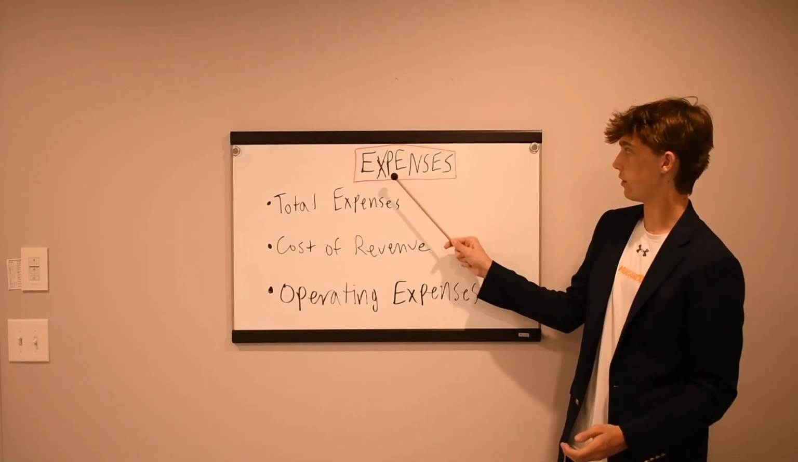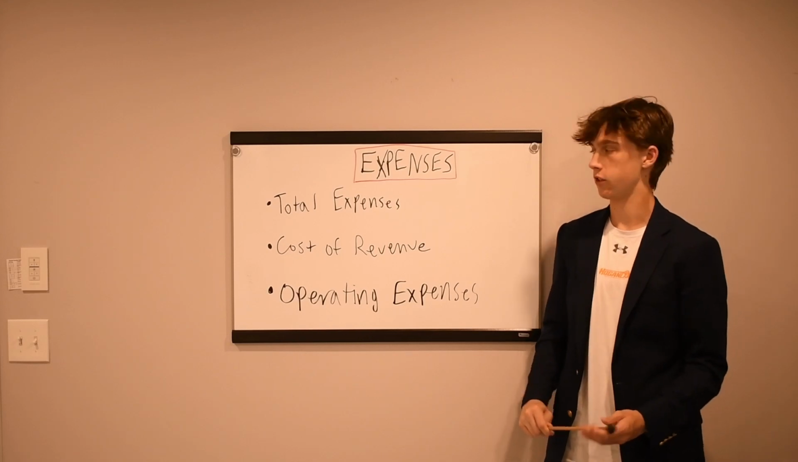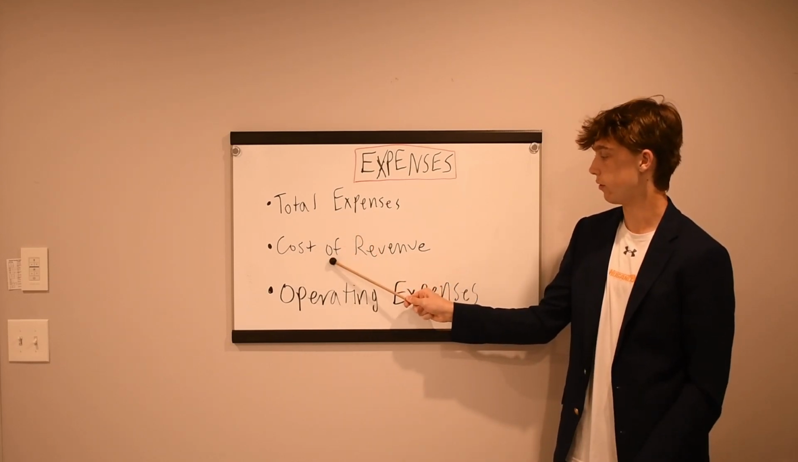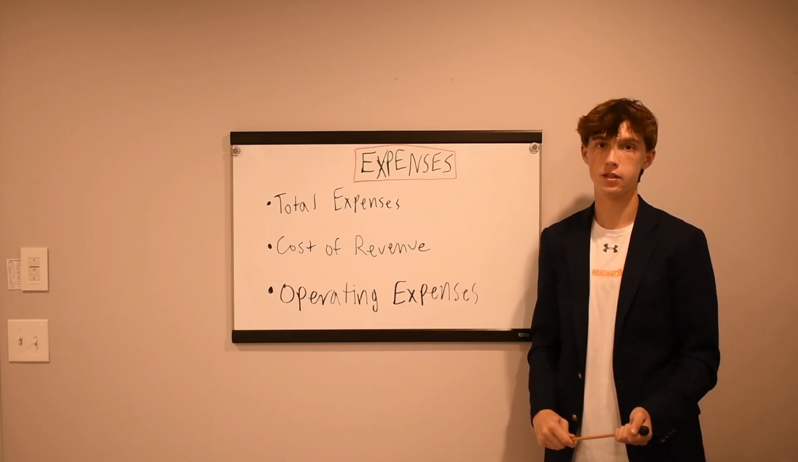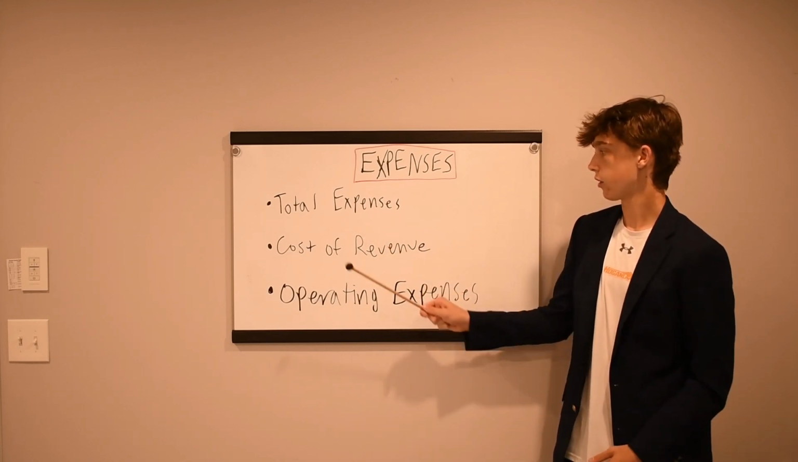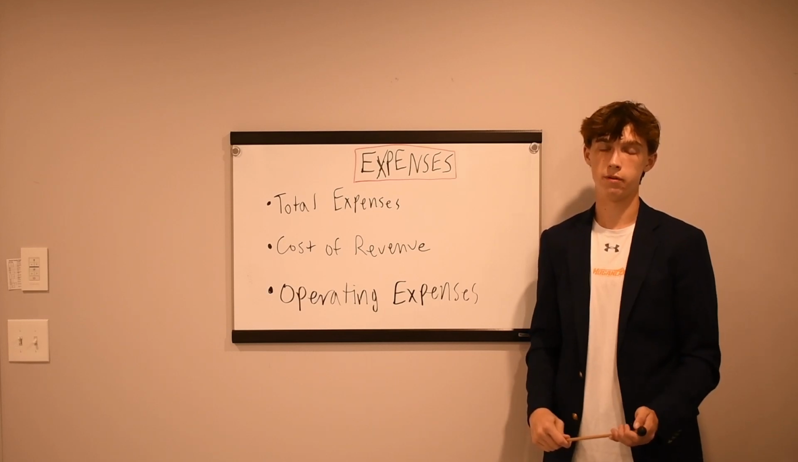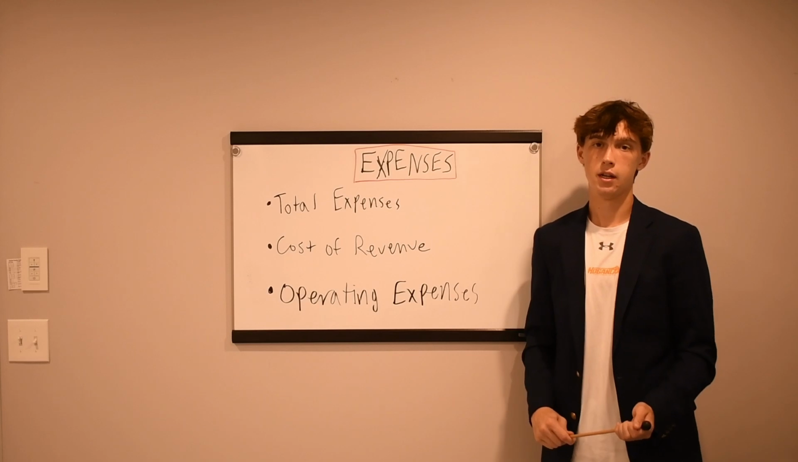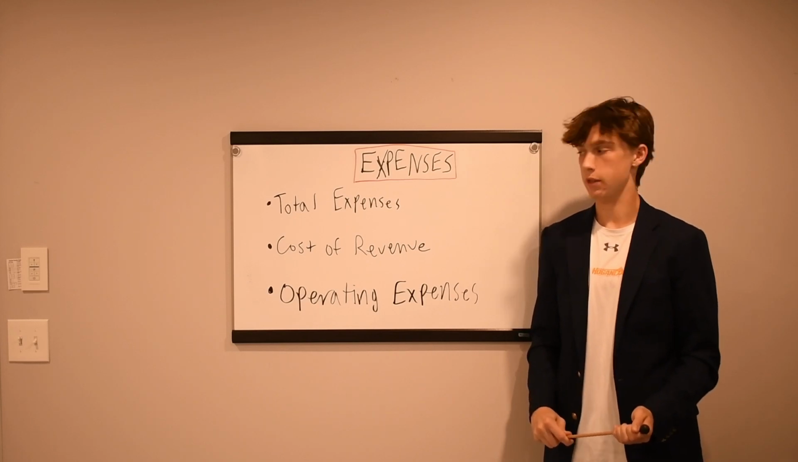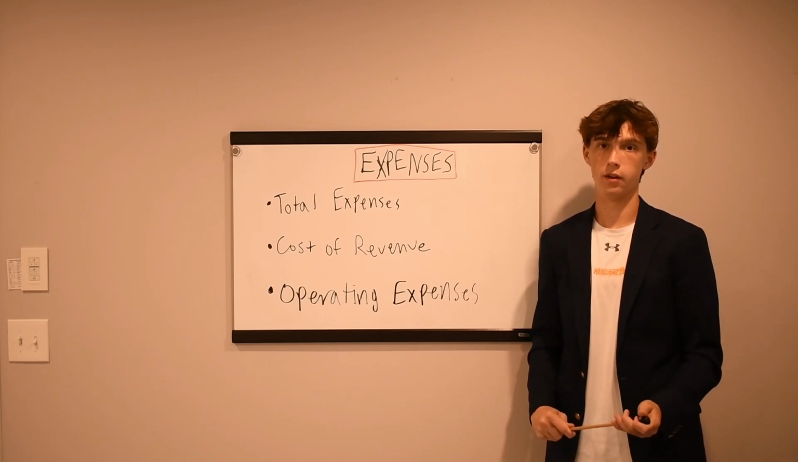Next in the income statement is expenses. There are 3 different subsections: total expenses, cost of revenue, and operating expenses. The total expenses is everything that the company pays in the given period of time that you're looking at. Cost of revenue is everything that the company pays to manufacture the goods or provide the services. And the operating expenses is everything that the company needs to pay to operate their business, such as employee wages and rent for buildings.